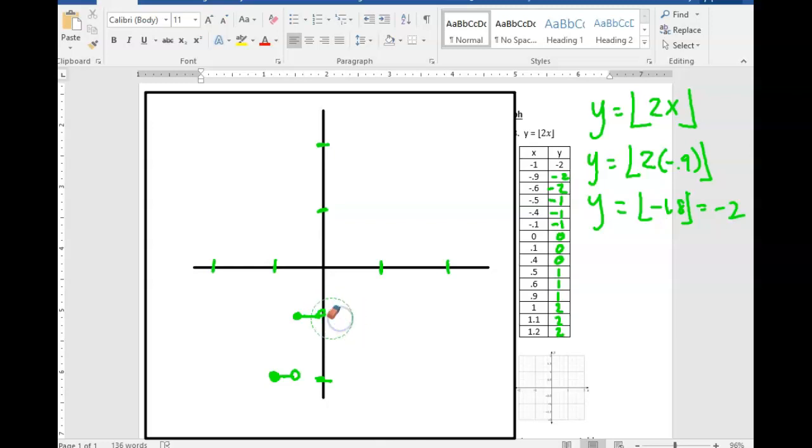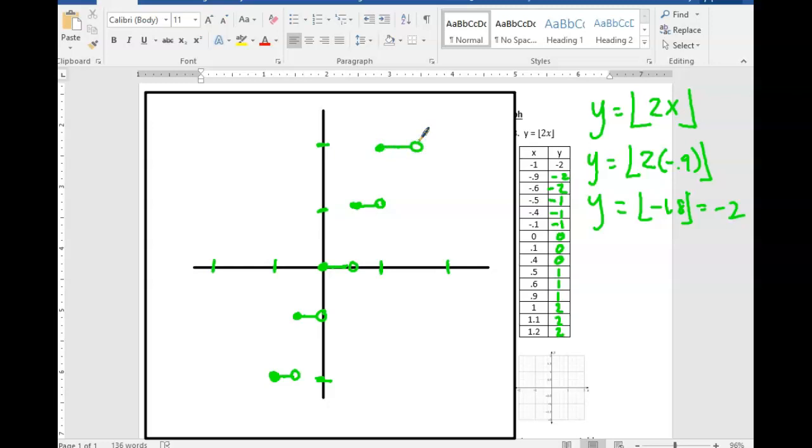Let me redraw that so it looks more like an open dot. It stops being there, and then it jumps up to 0 when we get to x equals 0. At x equals 0.1, it's still 0. At x equals 0.4, it's still 0. But by the time we get to 0.5, it stops being there, and it jumps up to 1. And so basically, you just end up with this stair step situation. It looks like stairs. And it just kind of goes by halves. So every time it gets to the end of a half mark, it stops, and it jumps up to the next level.